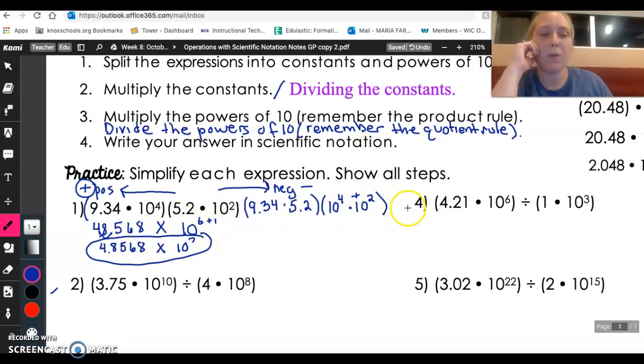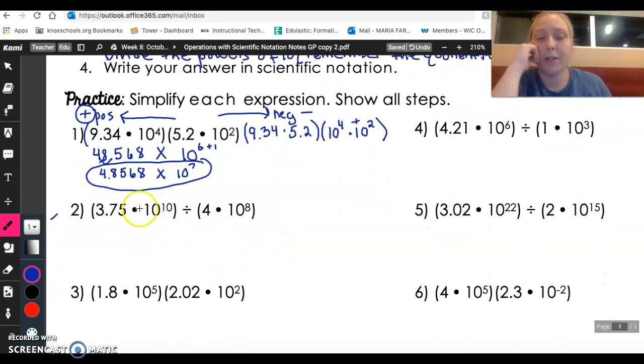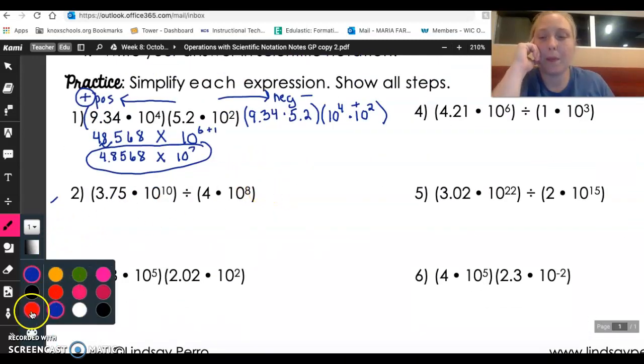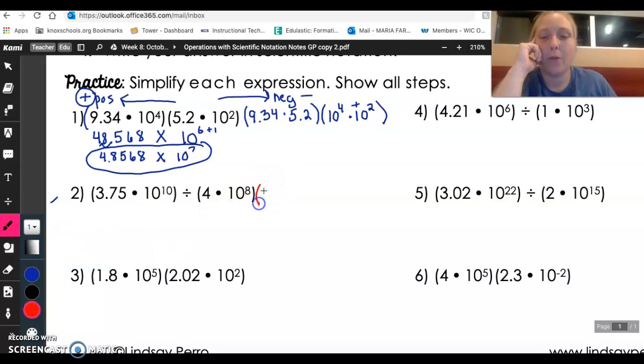Now I'm going to do number 2 next, which has two numbers in scientific notation that are being divided. Our first step is always the same. We're going to separate those expressions into constants and powers of 10. I'm going to change my color here. So I have now 3.75 divided by 4. Remember, it's always this number divided by this number every single time. That's the constants, and then we take care of our powers of 10. We have 10 to the 10th power divided by 10 to the 8th power.